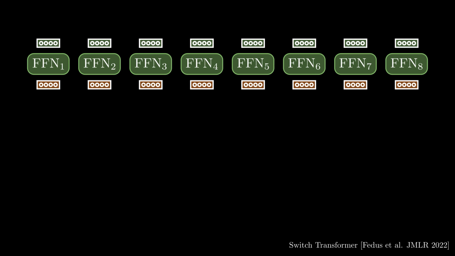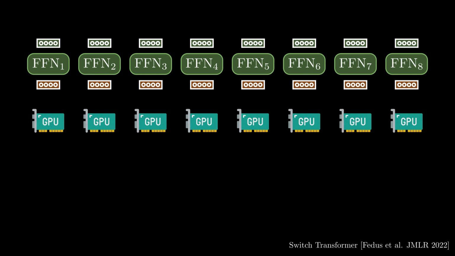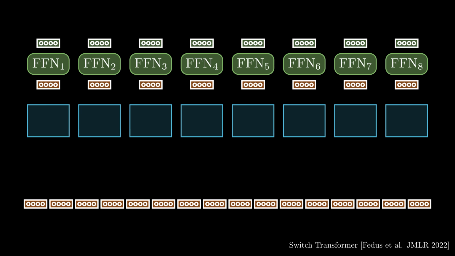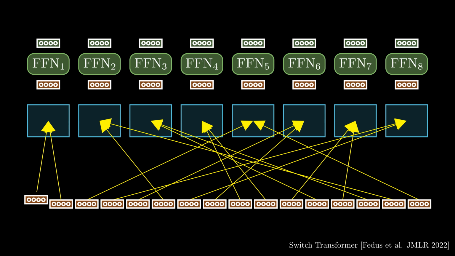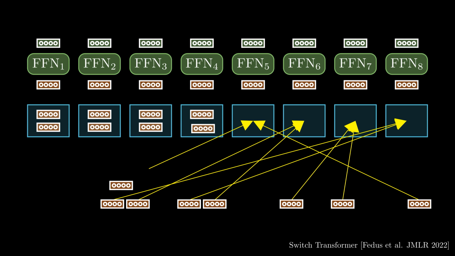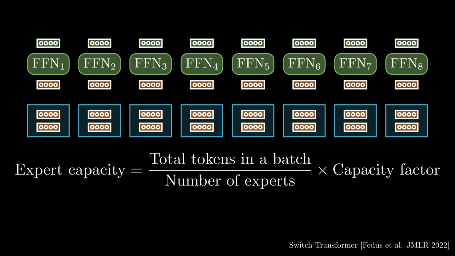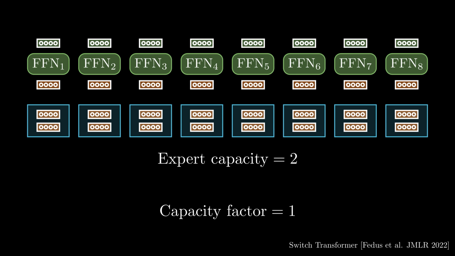The mixture of experts provides a natural way to partition the model weights across multiple devices. Each device has a specific capacity on how many tokens it can process at the same time. Here is an example. Imagine we have 16 tokens here. Based on the router, each token is routed to the expert with the highest router probability. We can calculate the expert capacity as the total tokens in a batch divided by the number of experts. When we set the capacity factor to 1, the expert capacity is 2.